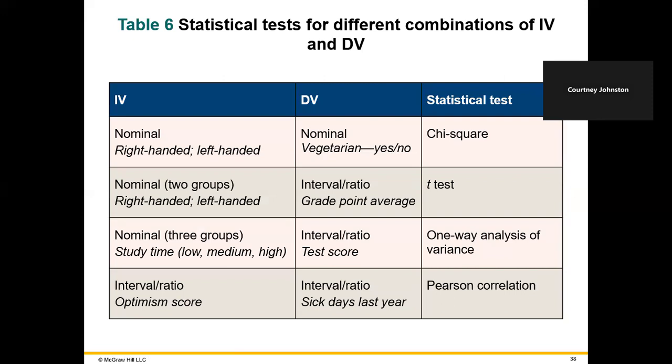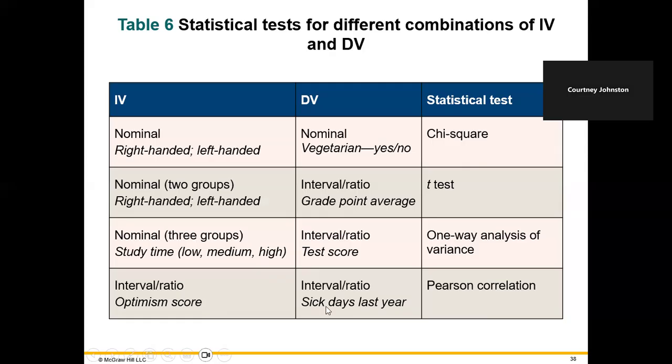So let's say, again, both of your variables are nominal in nature. You'd use a chi-square. If you have, let's say, again, does right-handedness or left-handedness impact grade point average? Again, you have nominal, you have two different groups here for nominal, and then you have an interval or ratio. It would be a t-test. Nominal with three groups, study time: low, medium, or high. Then an interval or ratio scale. It would be an ANOVA.